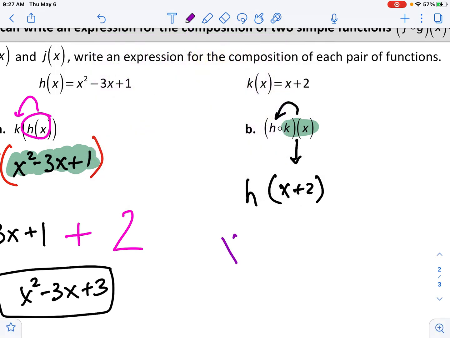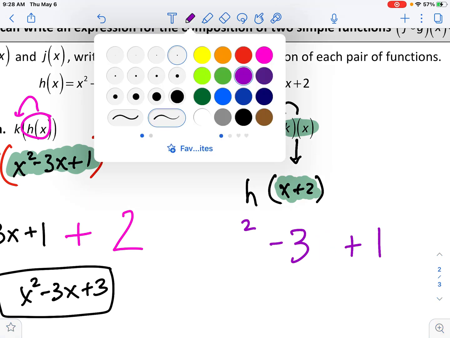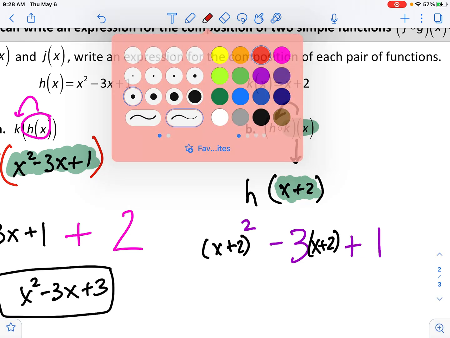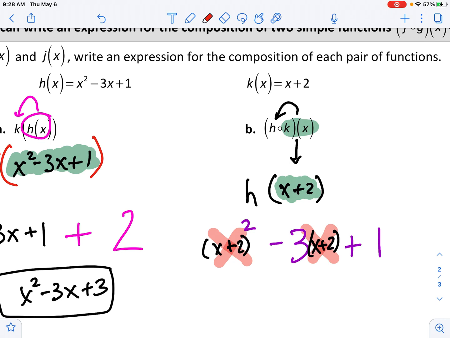So I take the h function, and instead of all of the x's in the h function, I replace it with what k of x was, with the x plus 2. So instead of both of these x's, I'm plugging in quantity x plus 2, which will have to be squared, and then minus 3 times quantity x plus 2. Again, those were originally my x's, right? Those were my x's. But I replace the x's with what I'm supposed to replace them with, which is x plus 2.